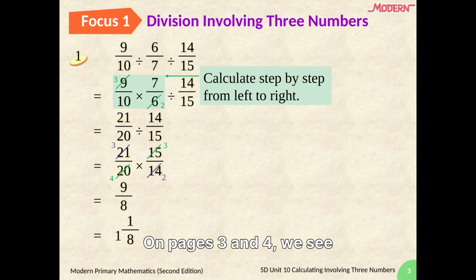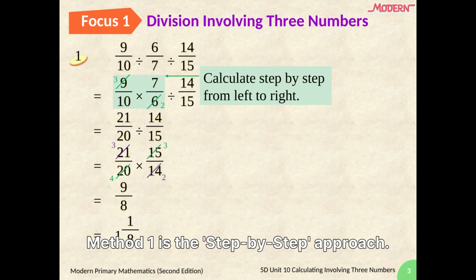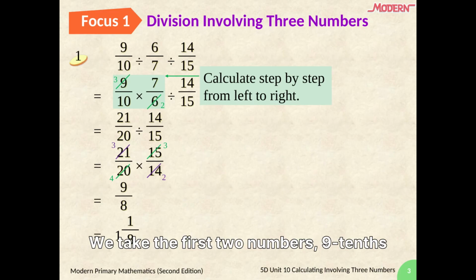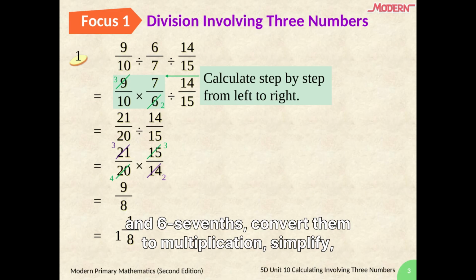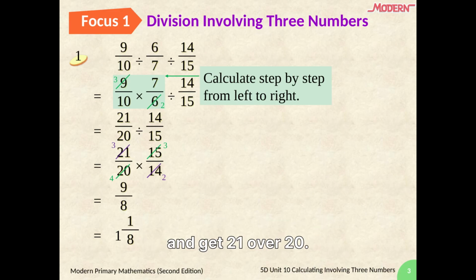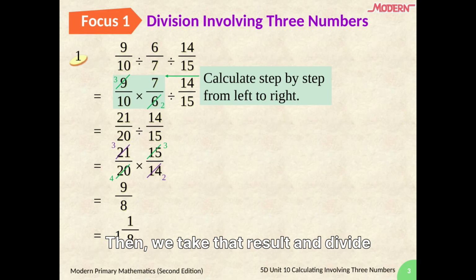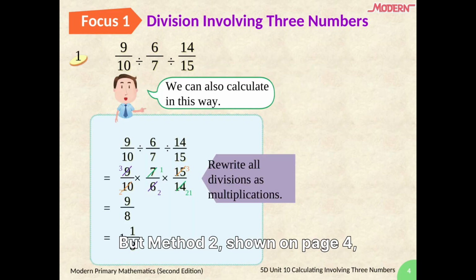On pages 3 and 4, we see 2 powerful ways to solve these. Method 1 is the step-by-step approach. We take the first 2 numbers, 9/10ths and 6/7ths, convert them to multiplication, simplify, and get 21/20. Then, we take that result and divide it by the third number, 14/15ths. It's safe and organized. But method 2, shown on page 4, is often much faster.